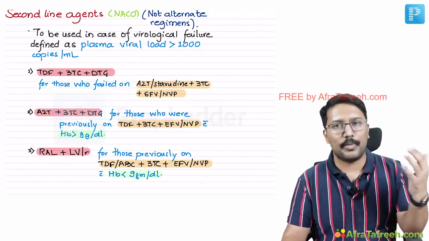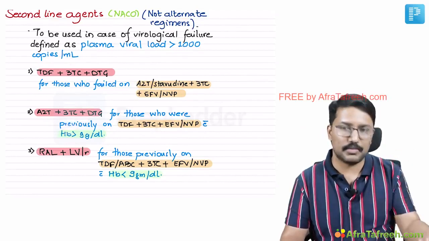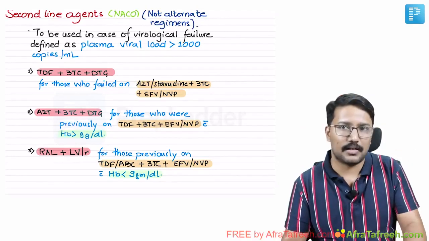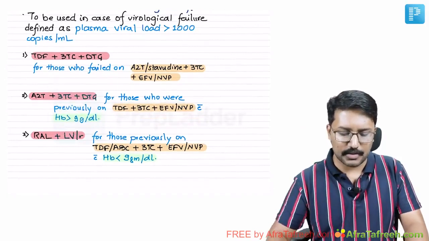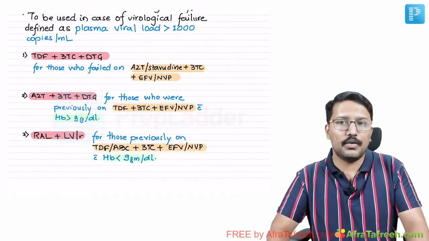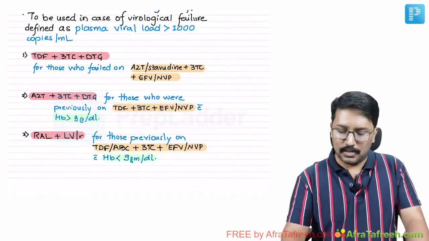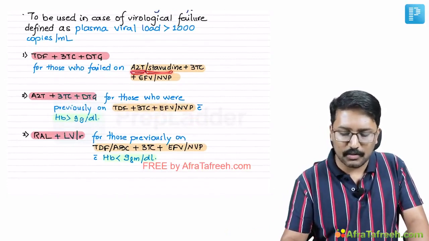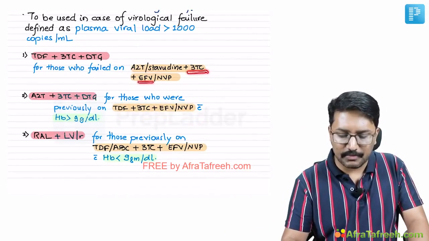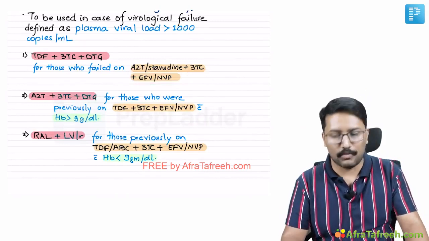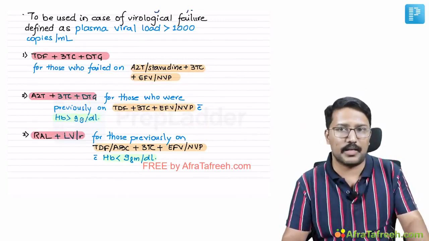So in that case, you might have to think of switching from whatever regimen you are treating to the second line alternatives, right? So what are the second line alternatives we need to know? If a patient who has failed, who was receiving azithromycin or stavudine plus lamivudine plus efavirenz or nevirapine combination, one of the archaic combinations which was used for many years in India.